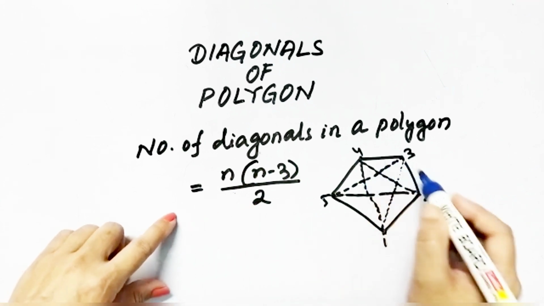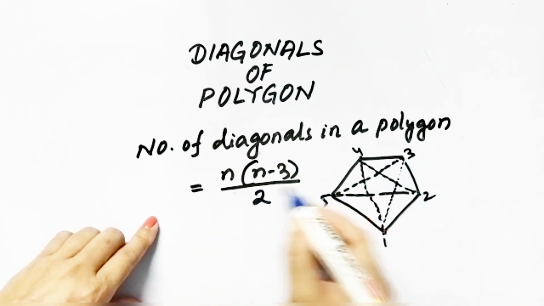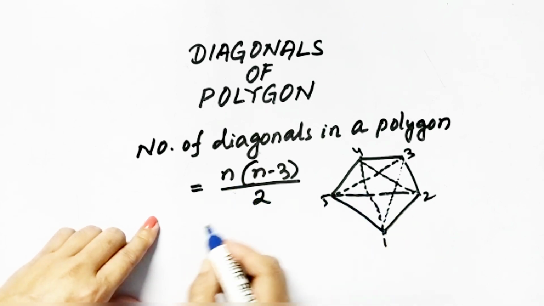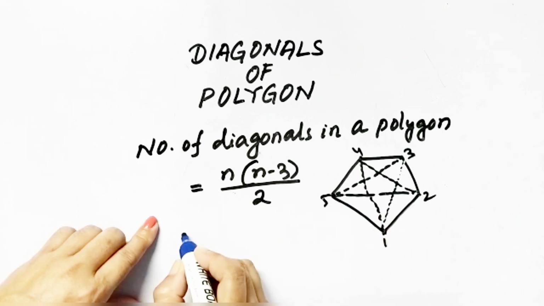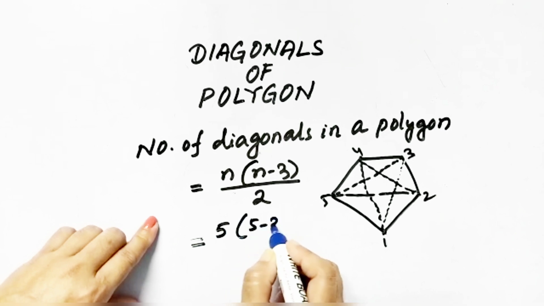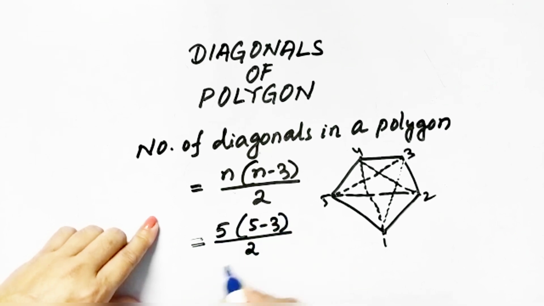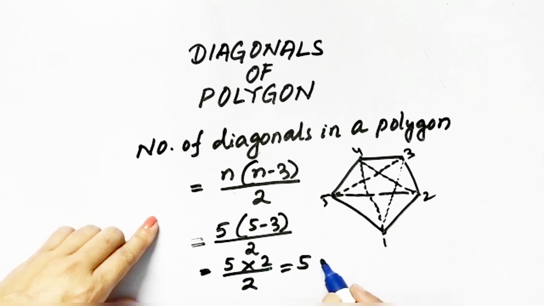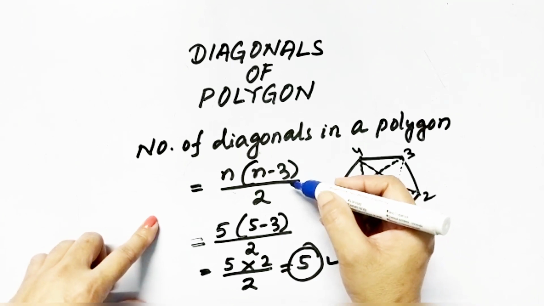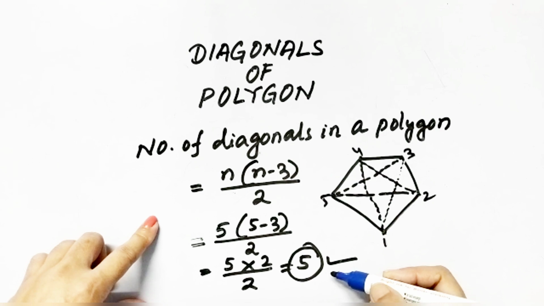So what is the number of diagonals in a pentagon? Here n means the number of sides in the polygon. In a pentagon n equals 5. So it is 5 into 5 minus 3, divided by 2. That is 5 into 2 divided by 2, which equals 5. So a pentagon has 5 diagonals. In this way, by using this formula we can find the number of diagonals in any polygon.